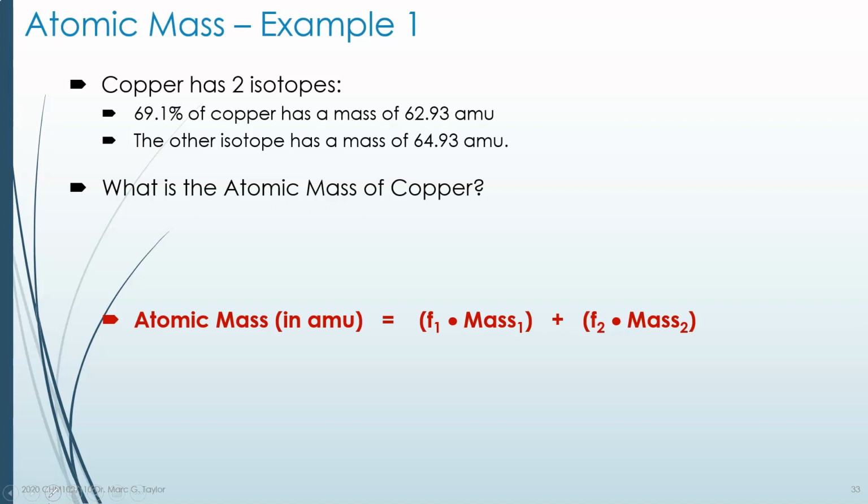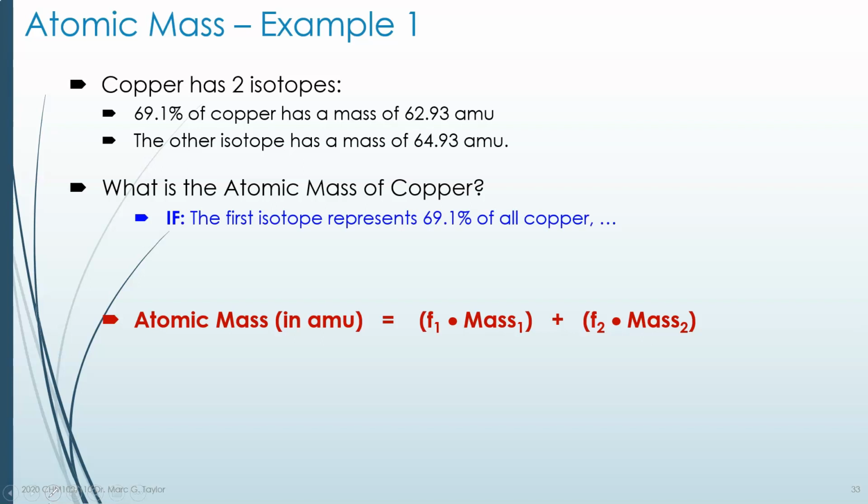62.93 and 64.93 AMU. The fractional abundance of the first, well, that's just based off of the percentage, 69.1%. We just divide that by 100, and that'll give us 0.691 as our F1, our fractional abundance of the first. But how do we get the fractional abundance of the second?